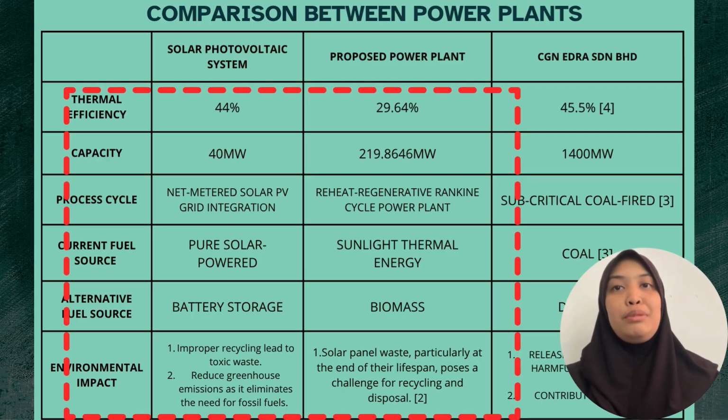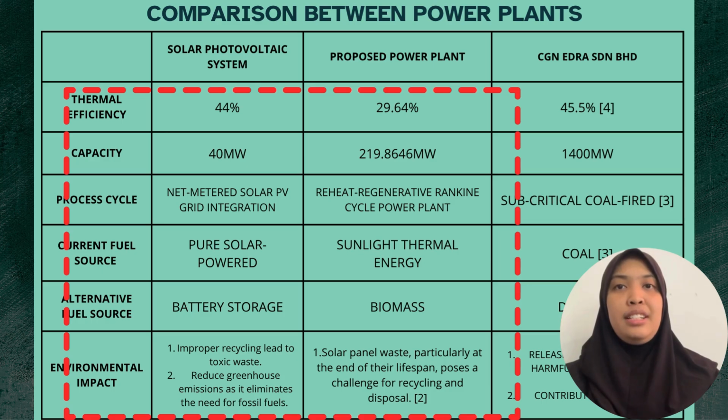So the first parameter will be the thermal efficiency, where the solar photovoltaic system has a thermal efficiency of 44%, which is significantly higher than the proposed power plant, whose efficiency is 29.64%. But when it comes to capacity, the proposed power plant will lead to a total output of 219.86 megawatts compared to 40 megawatts for the solar photovoltaic system. So while it is less efficient, it can produce a much larger amount of energy.